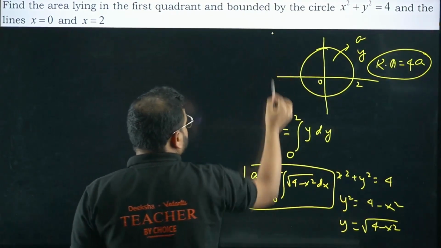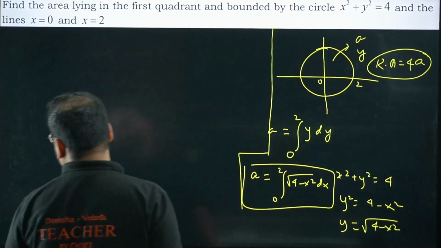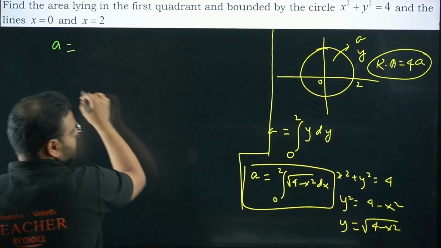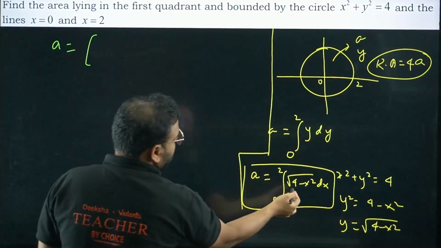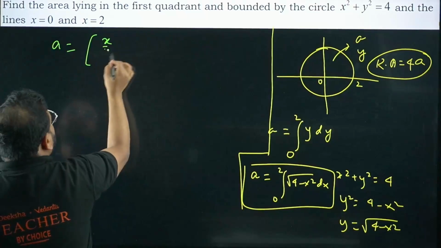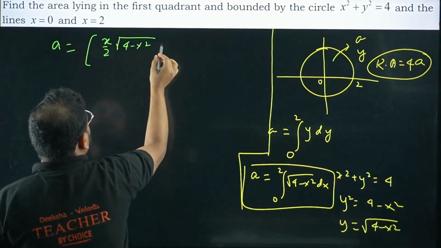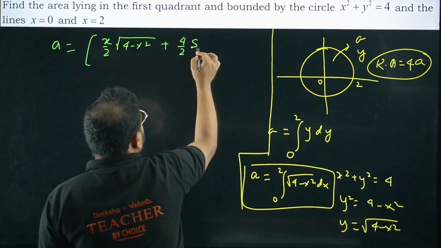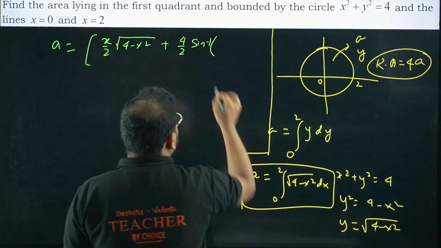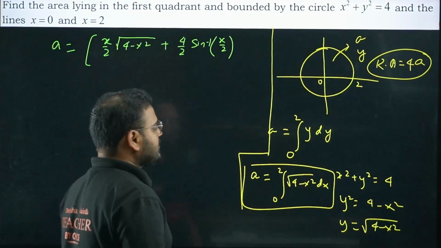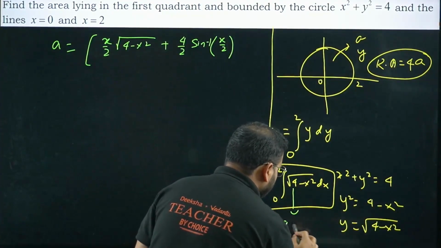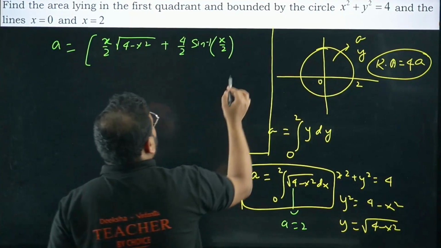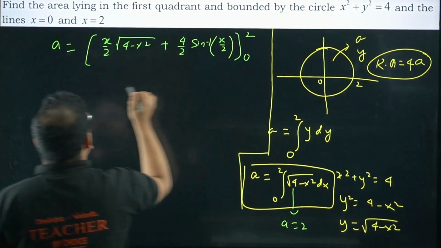Now I'll do the integration on this side. I'm getting this A as, with the limits known, x by 2 times the same root, root of 4 minus x square, plus a square by 2 times sine inverse of x by a. Here a square is 4, which means a is nothing but 2. The formula is in a square. The limits are from 0 to 2.